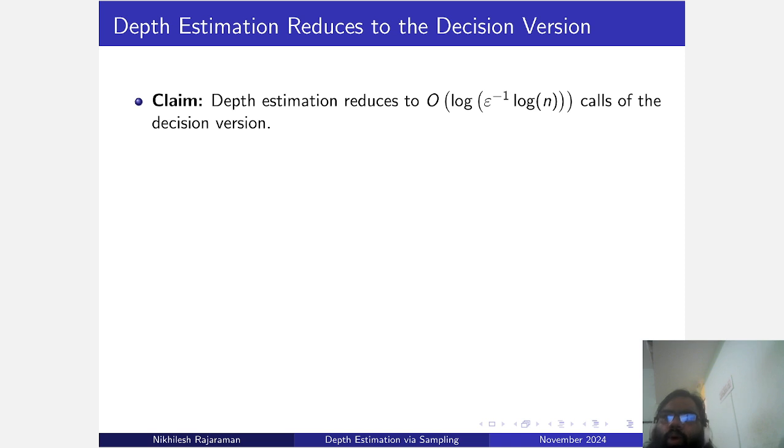So if you look at this quantity, the number of calls, and think of epsilon as a fixed constant, this kind of looks like log log n, and this grows very slowly with n. So what it's saying is that if we can solve the decision problem, then with a very small number of calls of this decision problem, we can also solve the estimation problem. And let's see how we can do this.